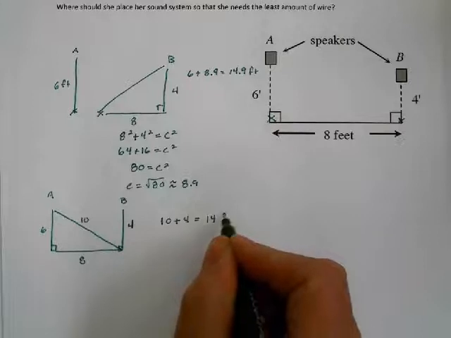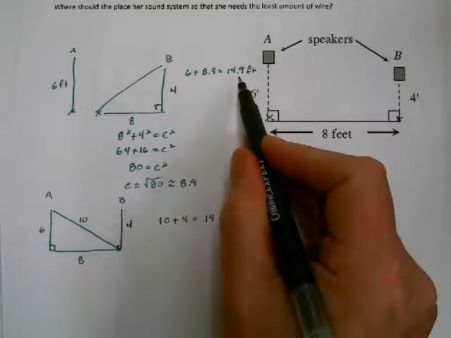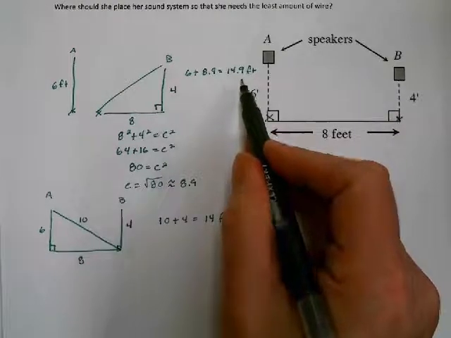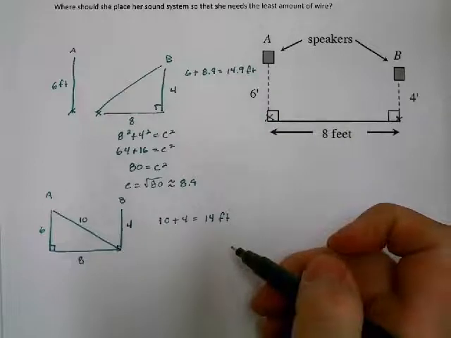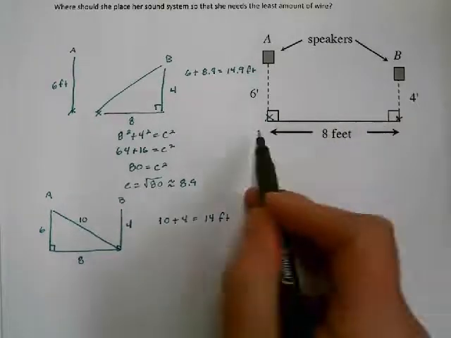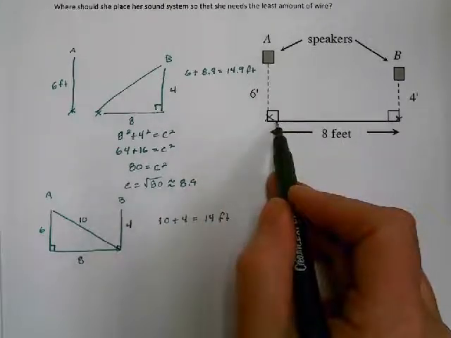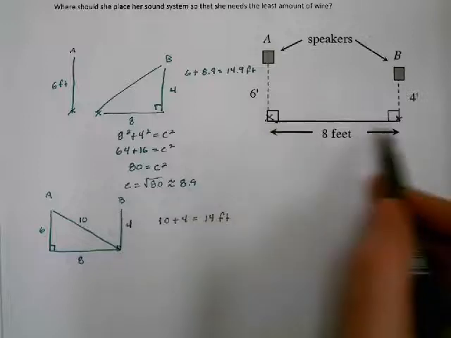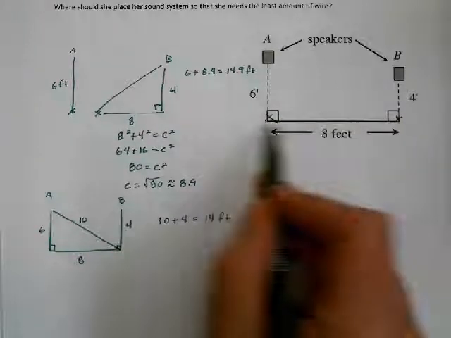So it's not the same. If we placed it here, we ended up using about a foot more. So this is super expensive wire, remember? So we're going to use a foot more. So at that point, we would be saying, okay, it looks like the closer I get to A, the more wire I'm using. And it looks like it's better to be closer to B. But where is the best spot?